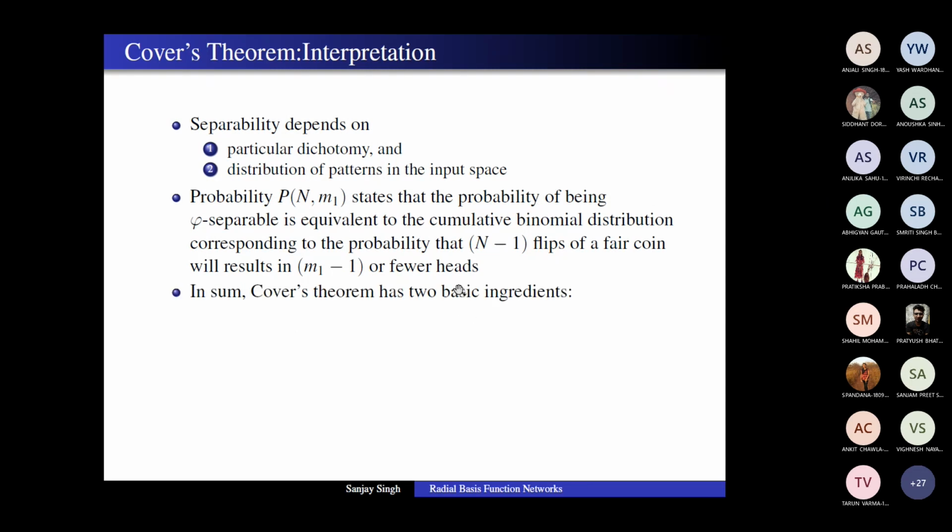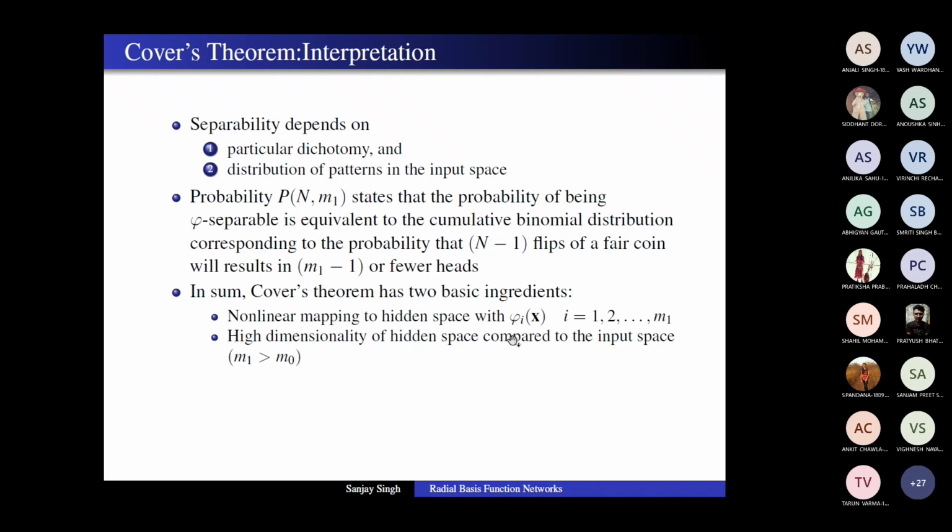In summary, Cover's theorem has two basic ingredients. First, we have to go for a nonlinear mapping of the input space to the hidden space, by phi of x. How many hidden dimensions are required is decided by you, so that many radial basis functions are required.